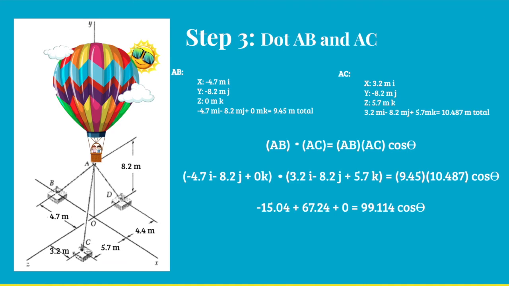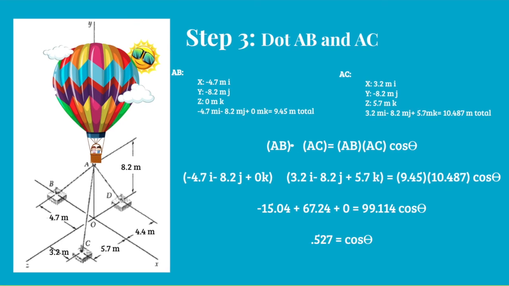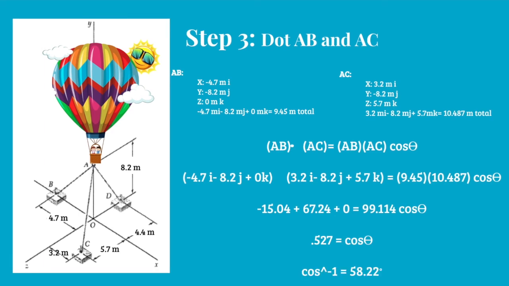When simplified, the equation becomes negative 15.04 plus 67.24 plus 0 equals 99.114 cosine theta. Now we're going to isolate the variable cosine theta by dividing both sides of the equation by 99.114. After doing so, your equation becomes 0.527 equals cosine theta. Finally, take the inverse of cosine. Your answer will be 58.22 degrees, which is your final answer.